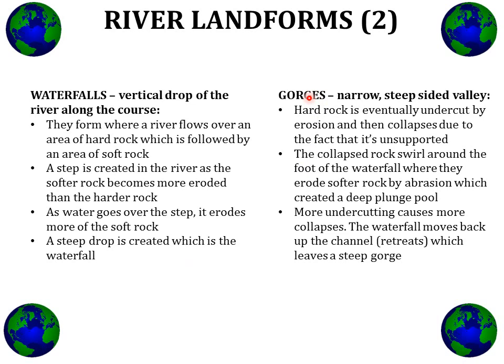Gorges are formed from waterfalls, and they are narrow, steep-sided valleys. Hard rock is eventually undercut from the waterfall by erosion and then collapses due to the fact that it is unsupported. The collapsed rock swirl around the foot of the waterfall, where they erode softer rock by abrasion, which creates a deep plunge pool. More undercutting causes more collapses. The waterfall moves back up the channel, retreats, which leaves a steep gorge.